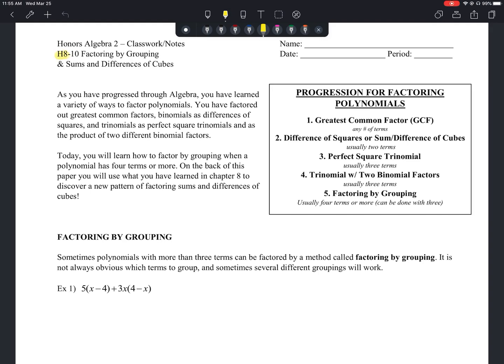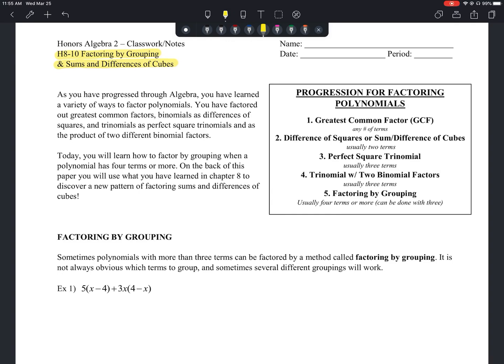We're going to be looking at factoring by grouping today and then looking at patterns for factoring sums and differences of cubes. So we'll go ahead and get started here. This first video is just going to be the one about factoring by grouping. And I added this in.